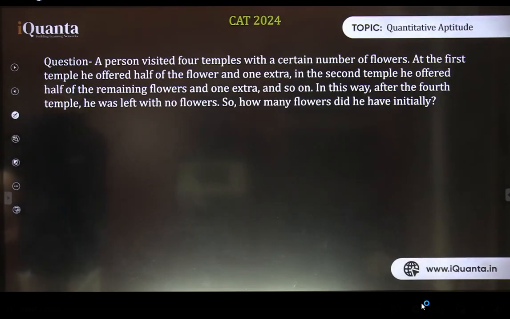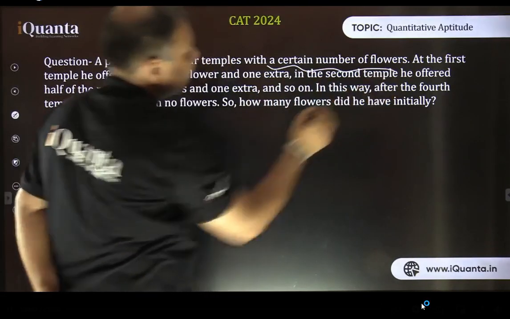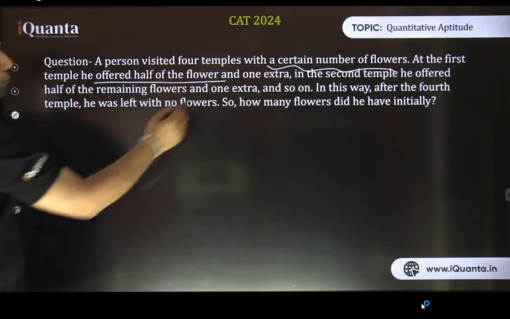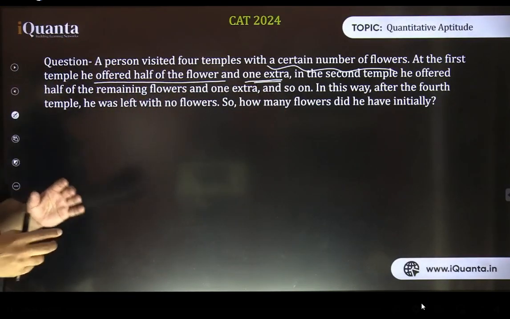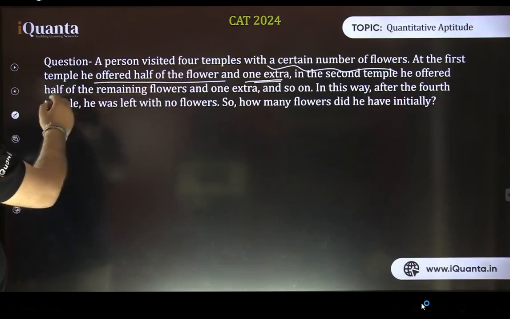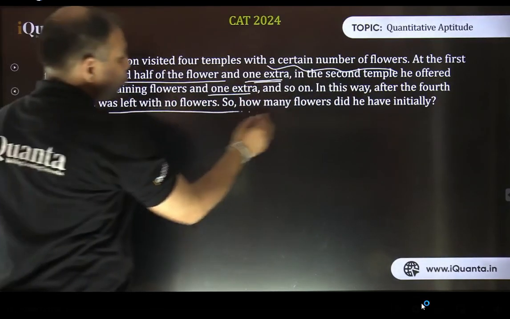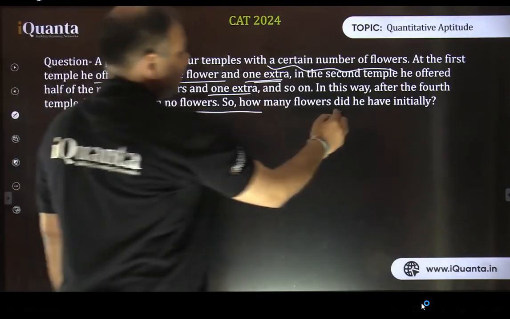A person visited 4 temples with a certain number of flowers. So he had some certain number of flowers initially. At the first temple, he offered half of the flowers and 1 extra. Right? Half the flowers he offered plus 1 extra. In the second temple, he offered half of the remaining flowers and again 1 extra, and so on. In this way, after the fourth temple, he was left with no flowers. So how many flowers did he have initially?